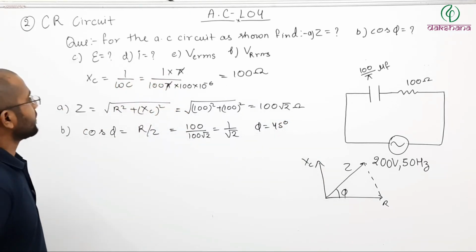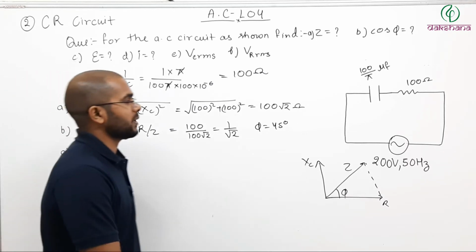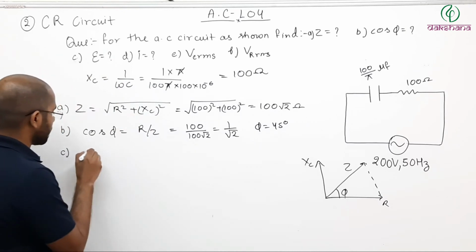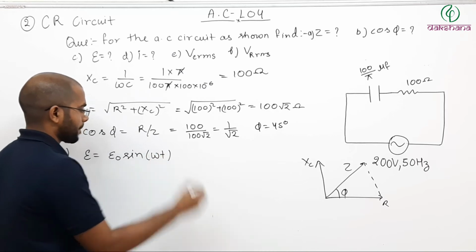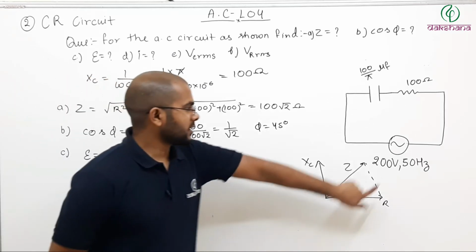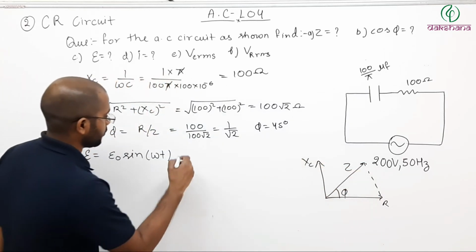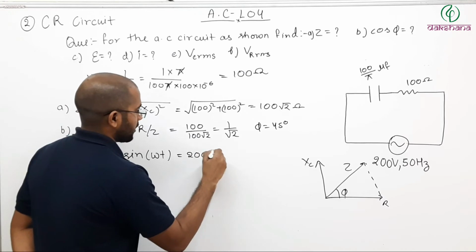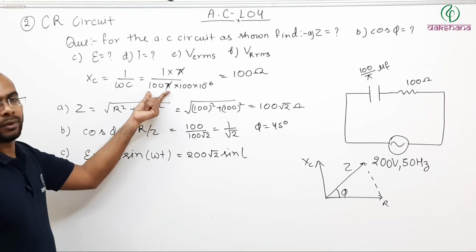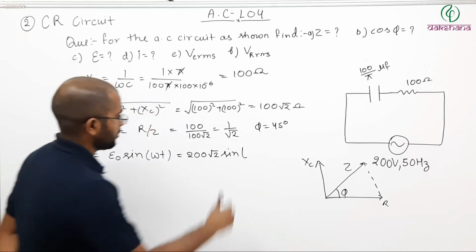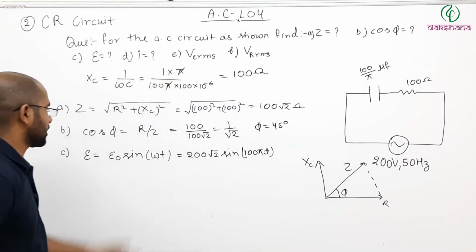Now what is E? That is the EMF, the potential supplied by the source. E is nothing but E naught sine omega t. What is E naught? Since ERMS is 200, E naught is 200 root 2. So 200 root 2 sine of, what is omega? Omega we have already calculated, that is 100 pi. So 100 pi times t is omega t. So this is your E.